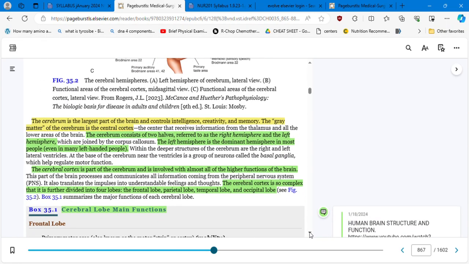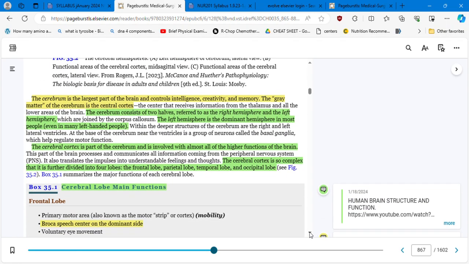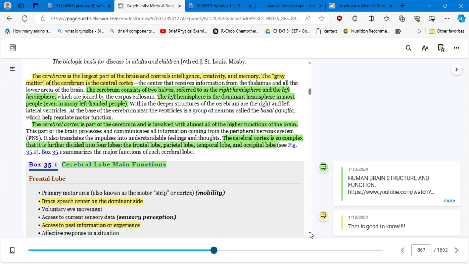The cerebrum is the largest part of the brain and controls intelligence, creativity, and memory. The gray matter of the cerebrum is the cerebral cortex. The cerebrum consists of two halves. We know that, and those are referred to as the right hemisphere versus the left. And we know that the right controls the left side and the left controls the right. However, the left hemisphere is the dominant in most people, even in many left-handed people.